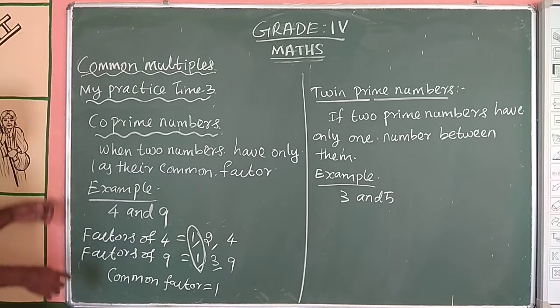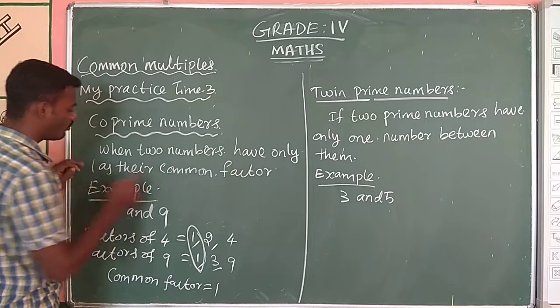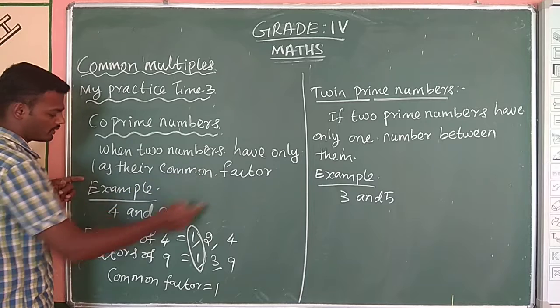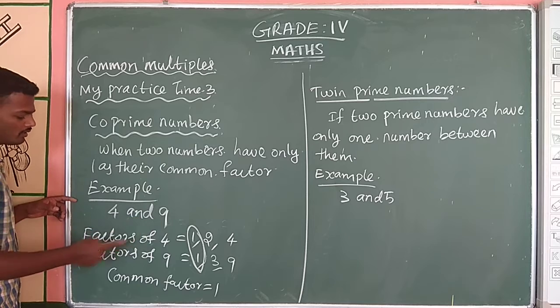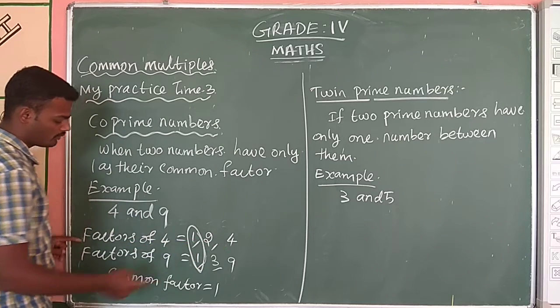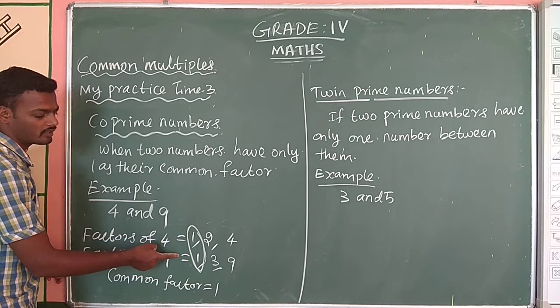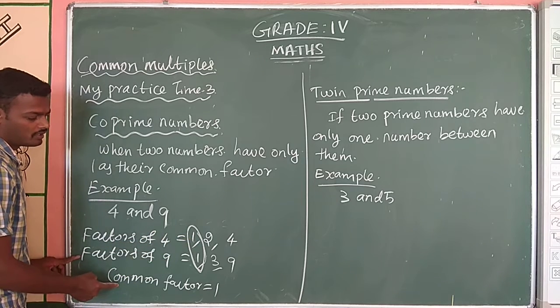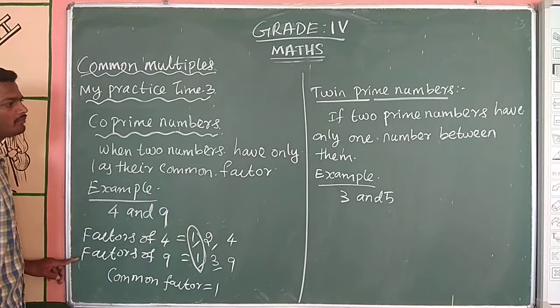So those numbers are called co-prime numbers. When two numbers have only 1 as their common factor, they are called co-prime numbers. For example, the factors of 4 are 1, 2, 4 and the factors of 9 are 1, 3, 9. Comparing them, we have only 1 as a common factor, so 4 and 9 are co-prime numbers.